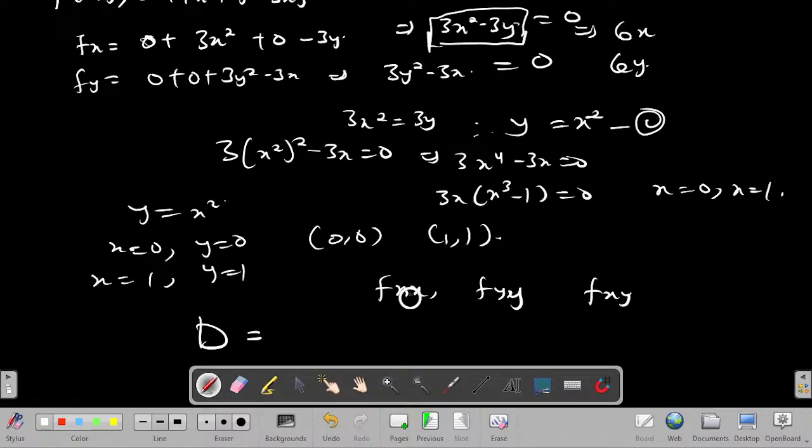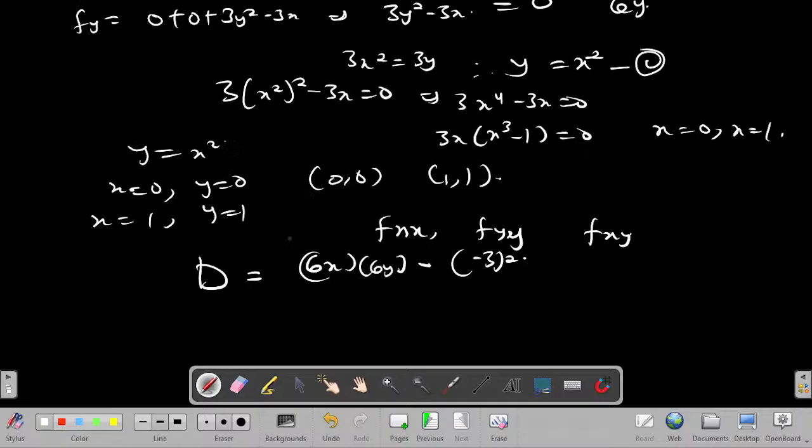So I'm going to get 6x times 6y minus, then what is my fxy? Fxy, you can use fx, right? So here I'm going to differentiate it with respect to y. This will be 0. I have negative 3. So minus 3 squared, right? So this gives me 36xy minus 9. Then we put the points.